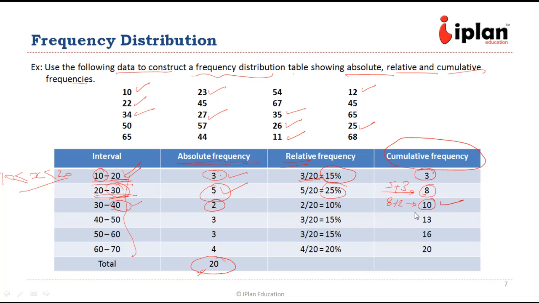Similarly, you add this 10 to this 3, you get 13, and finally you get 20, which is your cumulative frequency of the last interval. Since all the values are less than 70, this should be 20. All 20 values are less than the upper bound of the final interval, which is 70. So this is how we draw a frequency distribution table. Later we see how we do graphs from these tables.